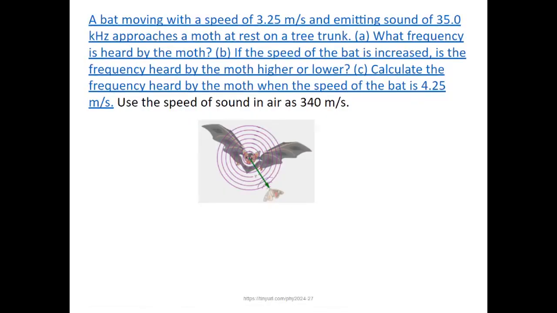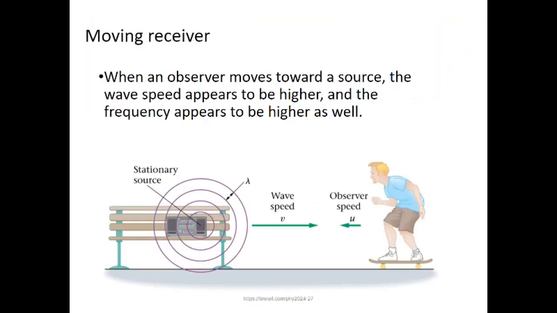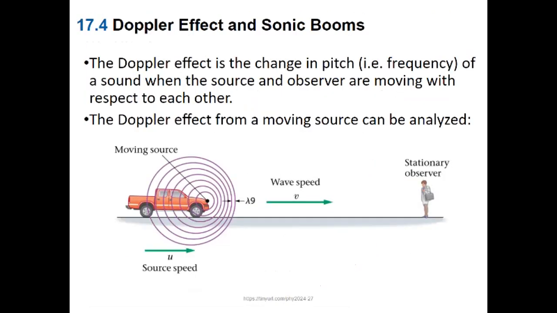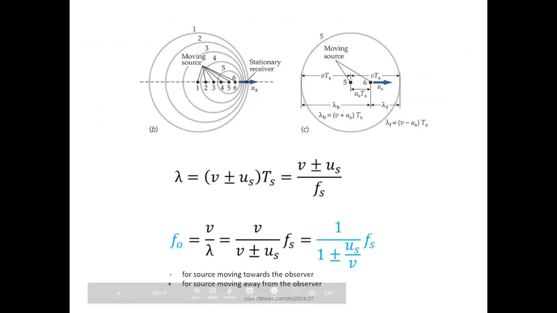So let me just quickly go through here again. If you have a source that's moving and the observer is stationary, it depends on whether the source is moving towards the observer or away. Then the frequency heard by the observer will be changed. So this is the equation you can use to calculate.